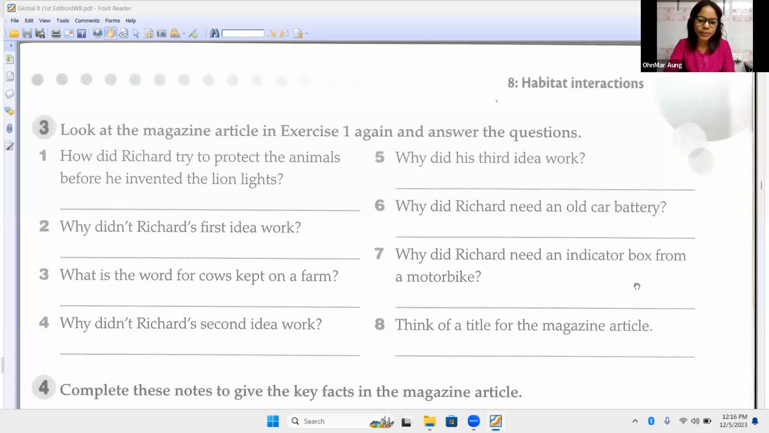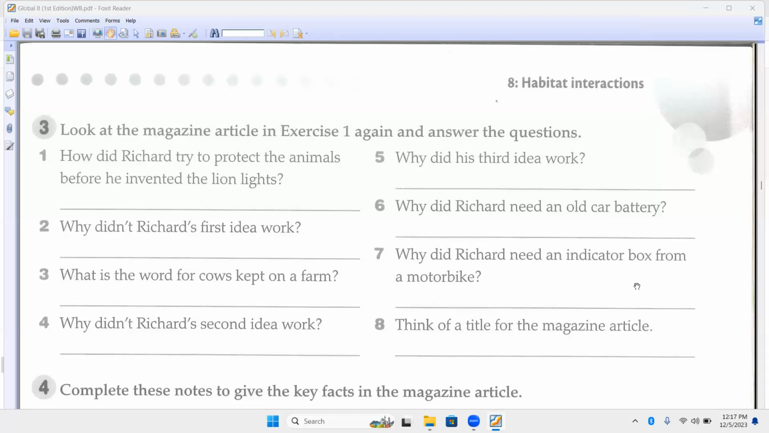Number seven. Why did Richard need an indicator box from a motorbike? I'm not finished. Seven, eight. Oh, number seven. He hasn't arrived yet. Ben, say. The indicator box made the flash on and off. Indicator box, where is your answer?